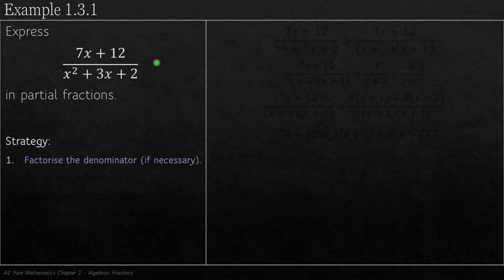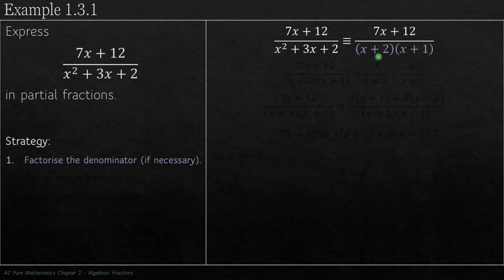Here's the strategy I'm going to apply in each of the following examples. And I recommend you do the same when you start doing questions for yourself. First step, factorize the denominator if necessary. If it was already factorized, then obviously that step has been done for us. Here we have x squared plus 3x plus 2. That is not factorized, so we need to factorize it. So our first step is exactly that. Factorize the denominator. x plus 2 times x plus 1. First step done.